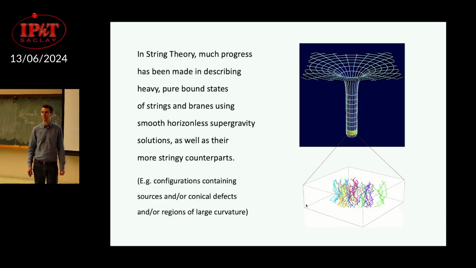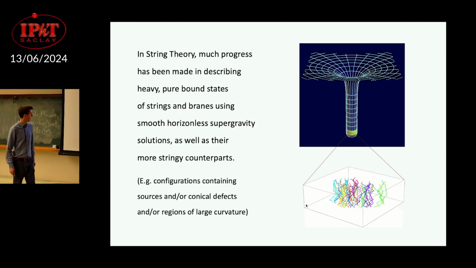And we've also heard that in string theory, there's been a lot of progress over more than 20 years of describing heavy, pure bound states of strings and branes using both smooth horizonless supergravity solutions as well as their more stringy counterparts. And by this, I mean configurations which contain explicit sources and/or conical defects and/or extrapolations of smooth horizonless supergravity solutions into parts of parameter space where there may be regions of high curvature where we don't strictly trust the supergravity approximation.